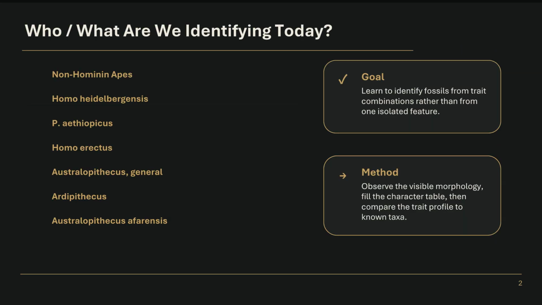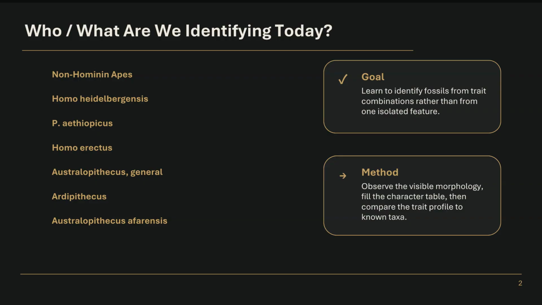Today's lecture examines fossil hominin identification through comparative morphology. The goal is to move beyond memorized species labels and toward anatomical reasoning. Paleoanthropologists often work with incomplete, fragmentary, distorted, or regionally variable specimens, so identification depends on the patterning of preserved traits across the cranium, dentition, pelvis, foot, and postcranial skeleton.